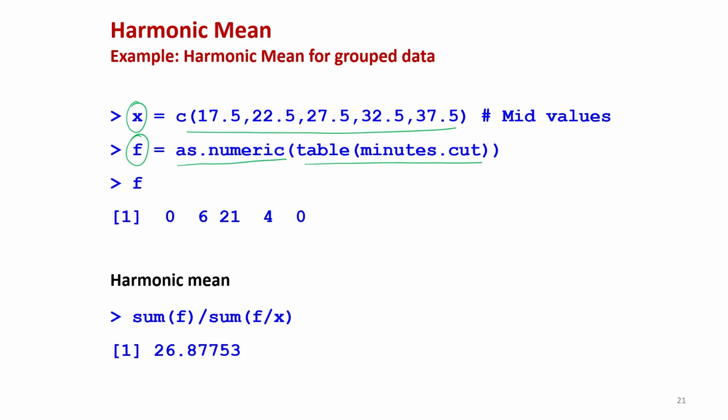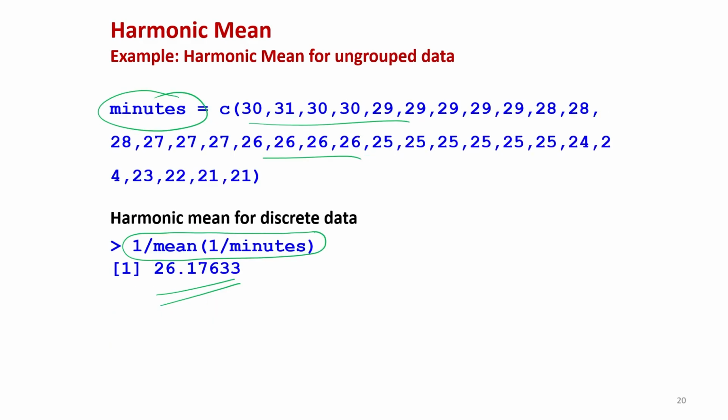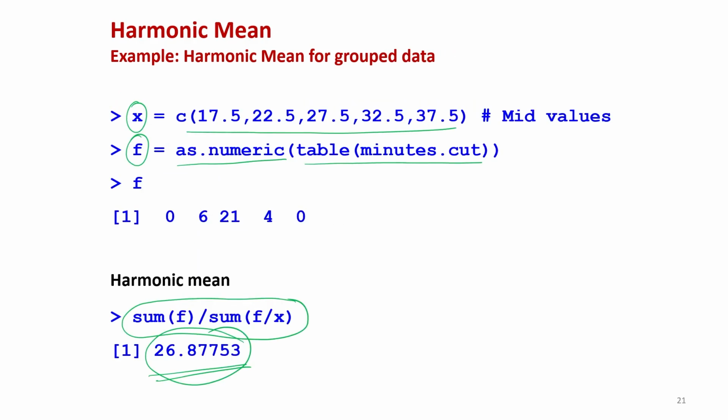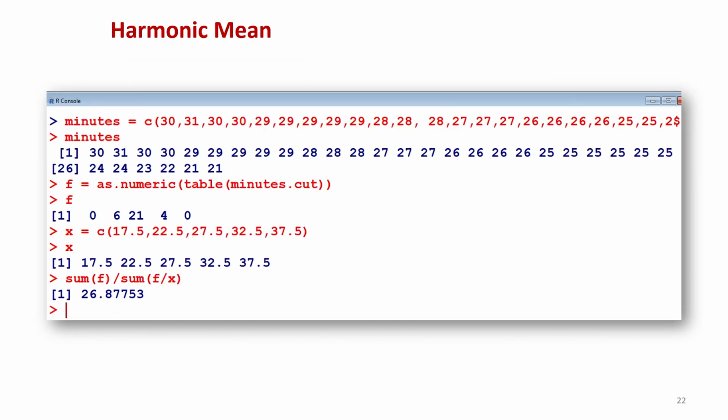Then if you find the harmonic mean by writing the command sum of f divided by sum of f upon x, it comes out to be 26.87. So I want your attention here: the harmonic mean is 26.87 when you consider the data as grouped data, and when you consider the data as ungrouped data, it came out to be 26.17. So there is not much difference between the two values you have obtained, right?